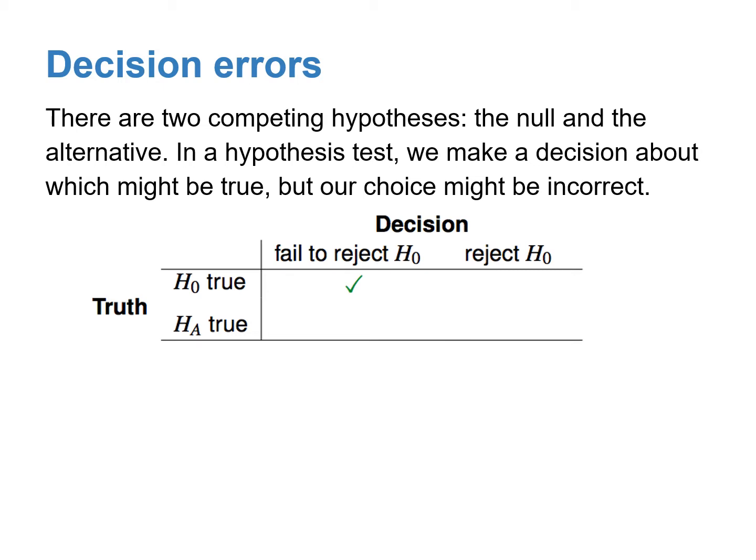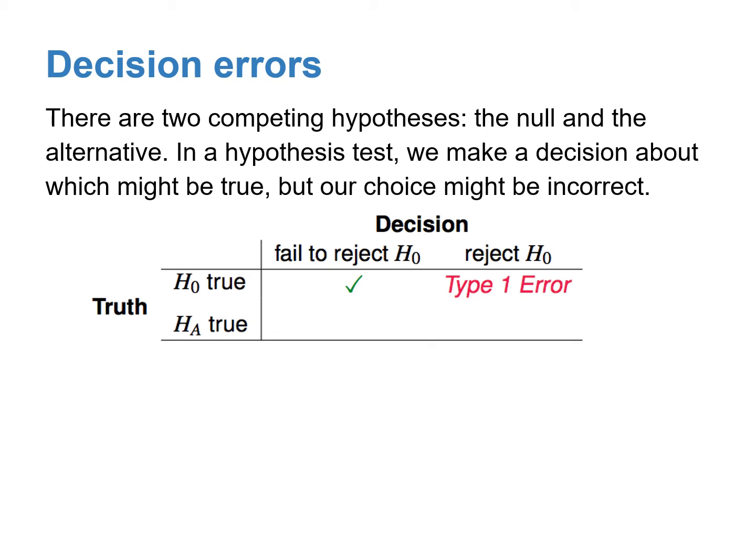When the null hypothesis is true and we fail to reject the null hypothesis, that is a correct decision. And when I say a correct decision, what I mean is that the conclusion of our hypothesis test matches what's actually true in the whole population. On the other hand, if the null hypothesis is true, but we reject the null hypothesis, we are making a mistake. And this type of mistake has a special name. It's called a type 1 error.